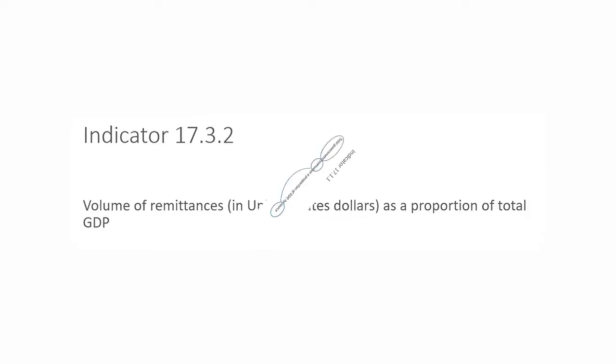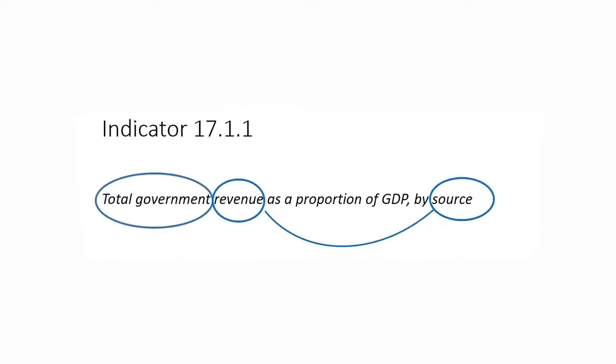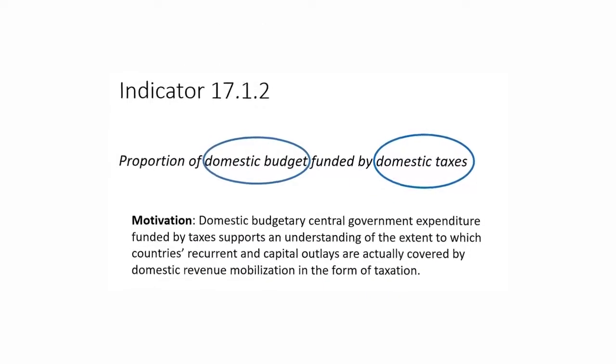Let's start with the first indicator, total government revenue as a proportion of GDP. I will explain what is the total government, furthermore what is revenue according to these rules, and by source, which different sources we have. I will not explain what is GDP, it's too complex a system, and this is anyway available for all countries. For the indicator 1712, which is the proportion of domestic budget funded by domestic taxes, I will explain what is the domestic budget and what are domestic taxes.